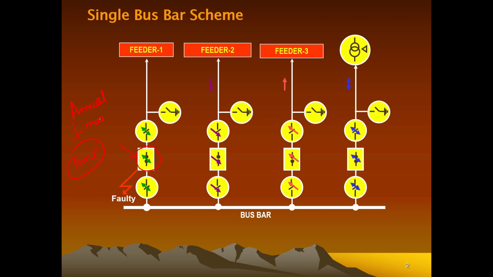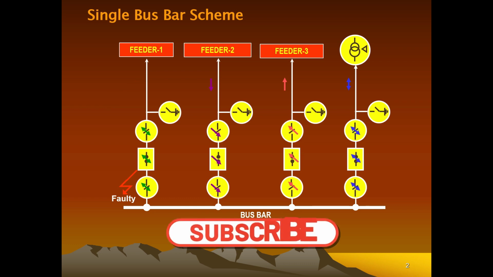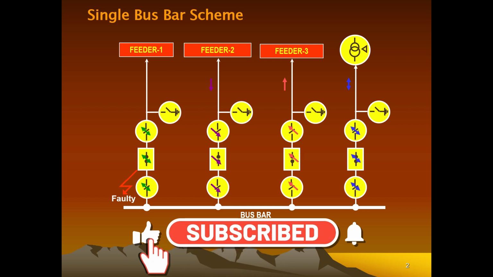So now, in case you want to do any maintenance on this circuit breaker, that means you have to take this circuit breaker out of service, and once you take it out of service, the power flow on this feeder is interrupted. So now you see these are in the stop condition, no power is being exported or imported through this feeder when your circuit breaker is faulty.